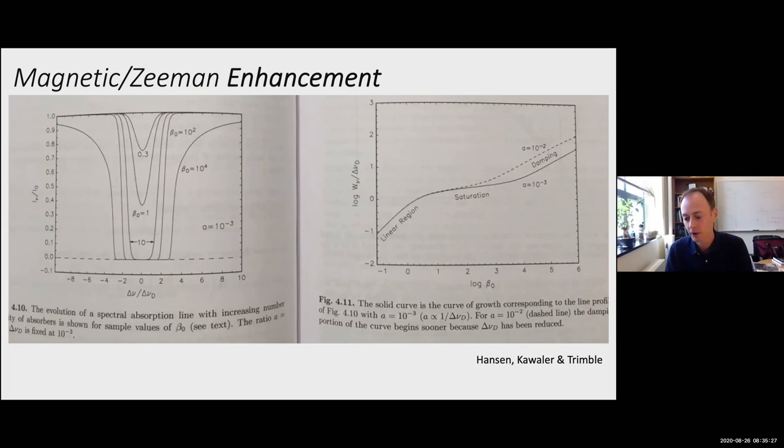So this is a photograph from a very nice textbook on stellar astrophysics by Hansen, Kawaler, and Trimble showing the famous curve of growth. As you increase either number density or oscillator strength, you're going to see an increase in the equivalent width until the line is saturated, and then you have the damping wings come in. So this is sort of first-year grad school stuff.